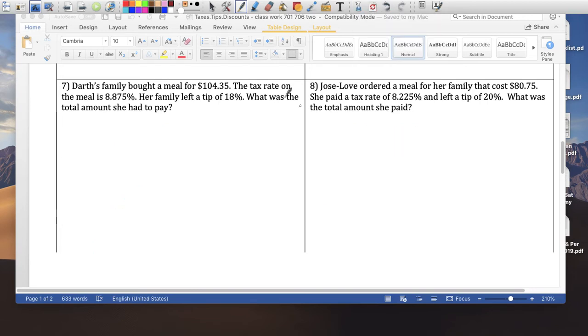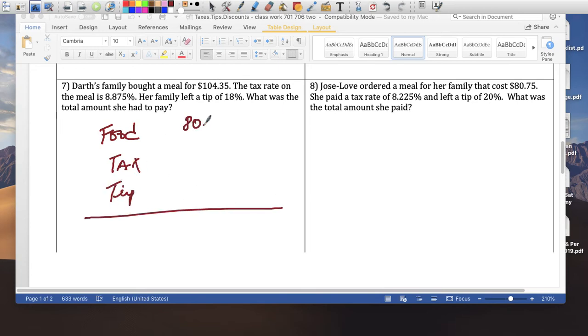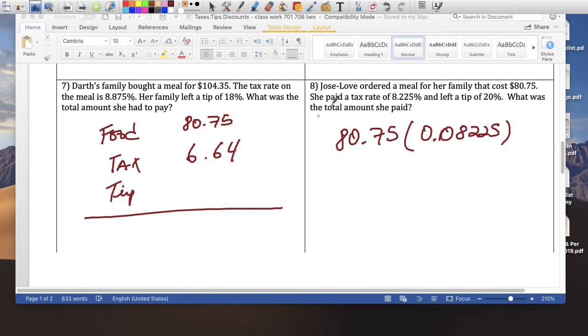Numero 8. Again, same thing, same situation. So we have food, I shouldn't have erased food, tax, and tip. We have that the food is $80.75, so we need to calculate the tax and the tip. The tax rate's a little bit different. So 80.75 times 0.08225, and let's figure out what the tax is. So 80.75 times 0.08225 is going to give us that the tax portion is going to be $6.64.